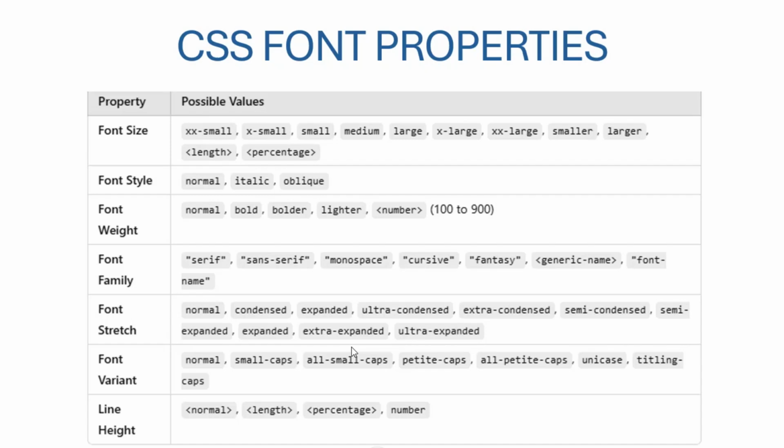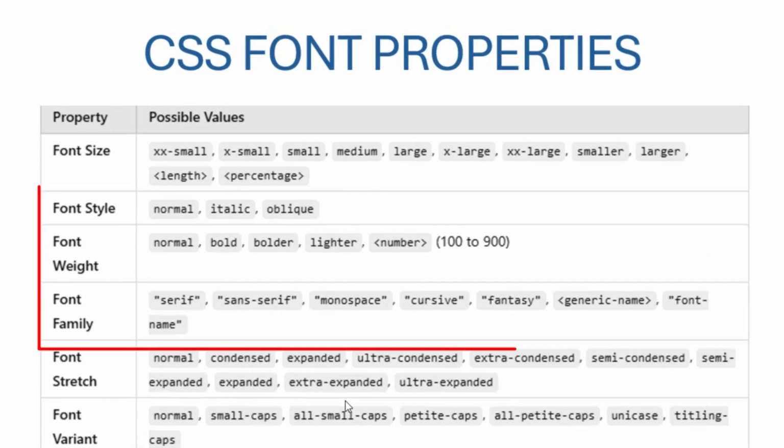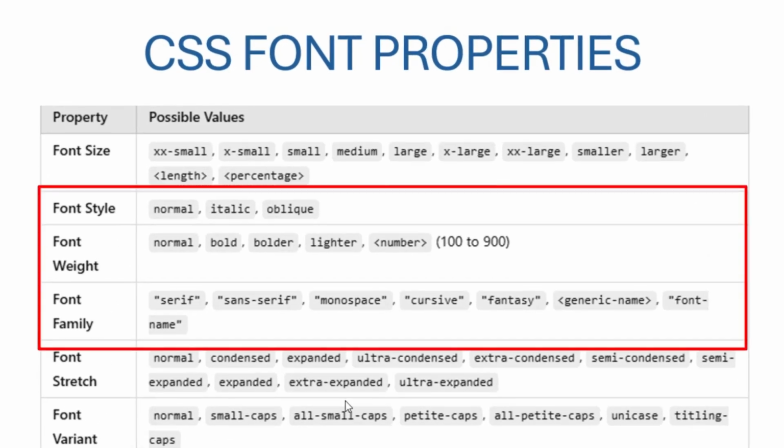In the previous video, we covered font size. In this video, you'll learn about three important CSS font properties: font style, font weight, and font family. Let's get started with font style.